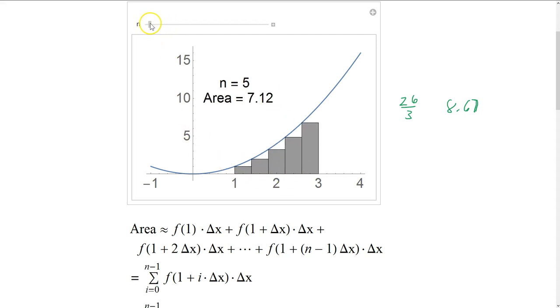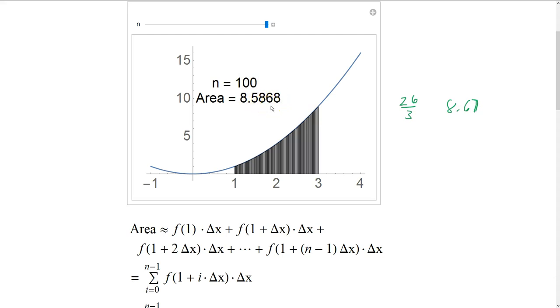So just to see that, watch as we let n get larger, those numbers, they're approaching 8.67 from below. Do that one more time. Notice how the area of the rectangles are filling up the area underneath the graph of the curve. And they will be approaching 8.67. If we could let this number get larger and larger, we would see that.